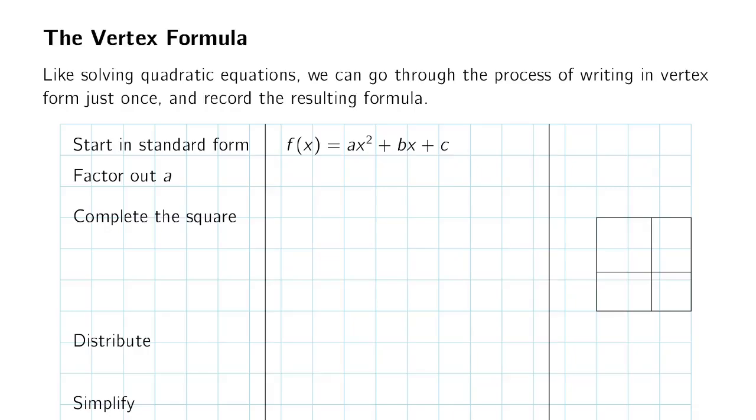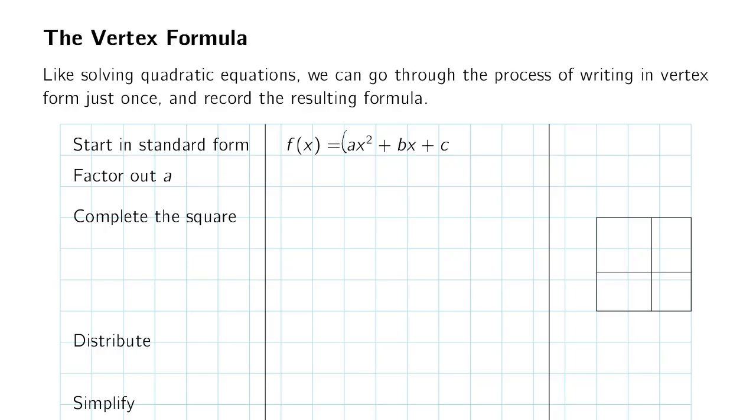Our second use for completing the square was writing a quadratic function in vertex form. And just like we could for solving quadratic equations, we can go through this process once and for all and write down a formula that will give us the coordinates of the vertex. So that's what we're going to do here. So we have f of x is ax squared plus bx plus c.